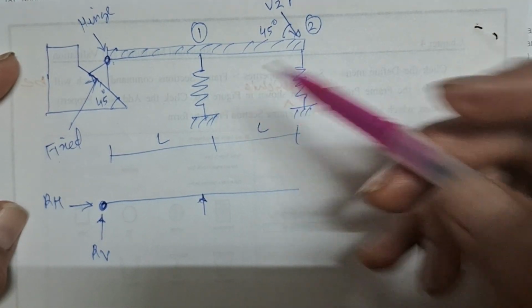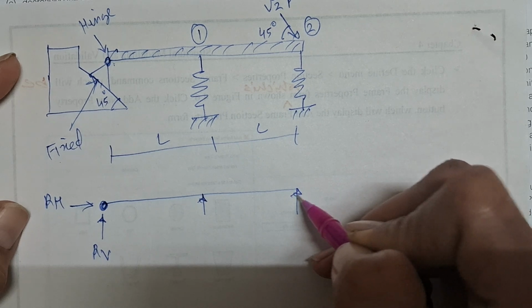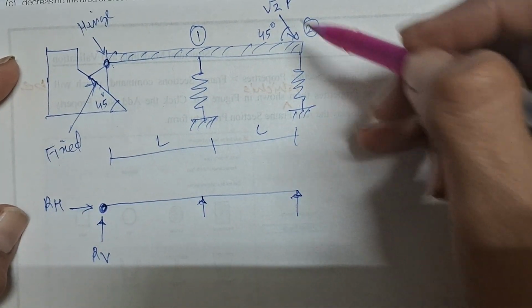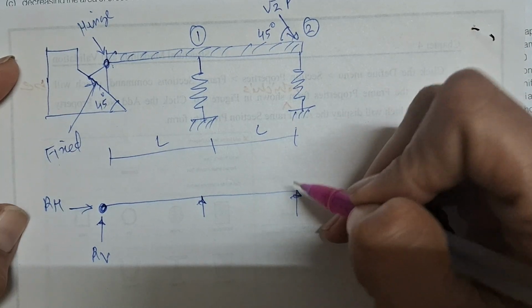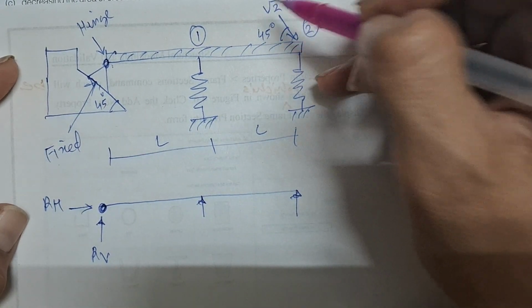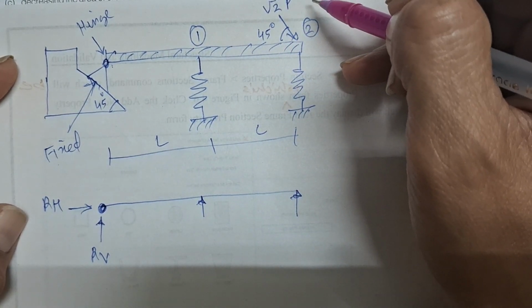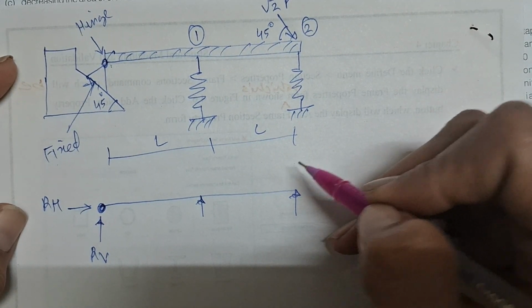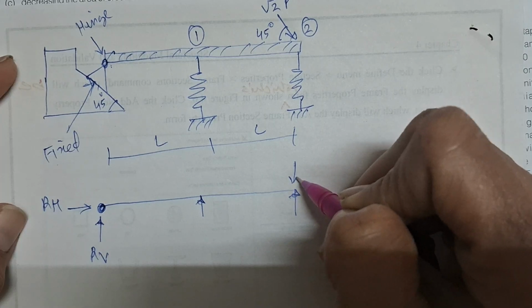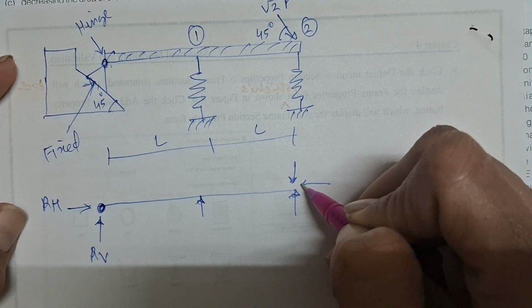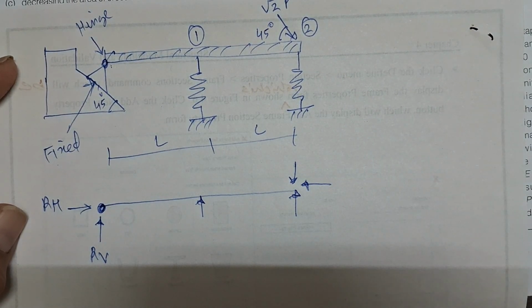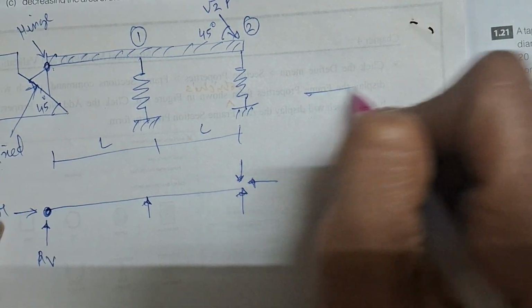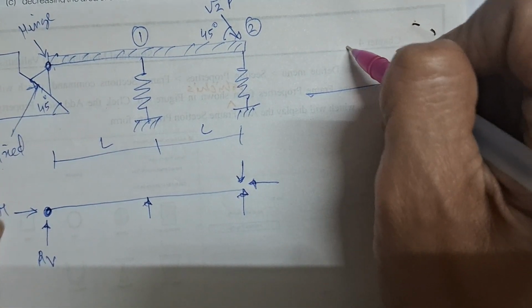Okay, so there will be some reaction here also, there will be some reaction offered by spring, because here there is an inclined load. Now this inclined load under root 2 P, okay, that we have to resolve. ठीक है, रिजोल्यूशन ऑफ फोर्सेस से हमको देखना है कि ये कितना होगा, हॉरिजॉन्टल कंपोनेंट एंड वर्टिकल कंपोनेंट, हाउ मच it will be.